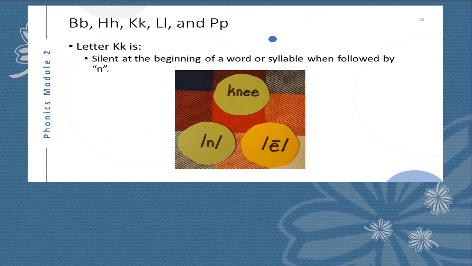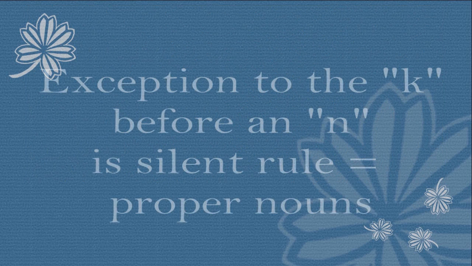Except when silent, the letter K is a very dependable letter. Let us be sure we understand. There are other graphemes that represent the K phoneme, but when we see the letter K in a word, we can be quite sure that when we hear the word, we will hear the K phoneme. The K is silent at the beginning of a word or syllable when followed by the letter N. While phonics books will not include this, there is one exception to the rule that K before an N is silent.